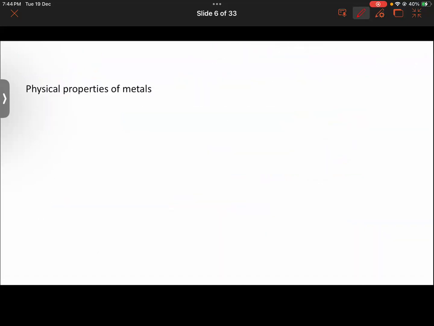Talking about the physical properties of metals, starting from you guys, what are the physical properties? Metals are solids. The only metal which is not a solid is mercury, which is in the liquid form.